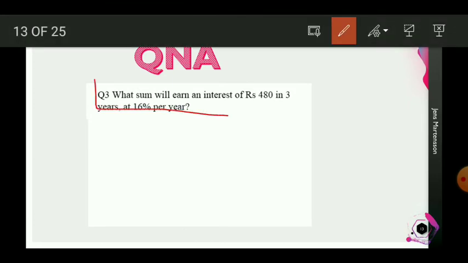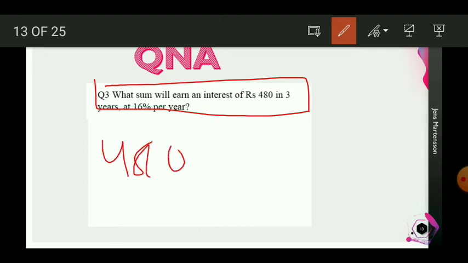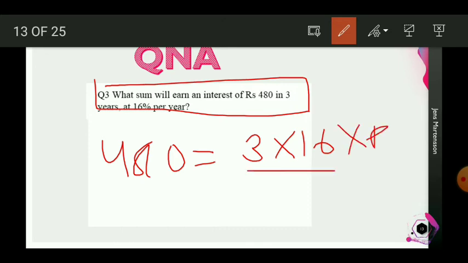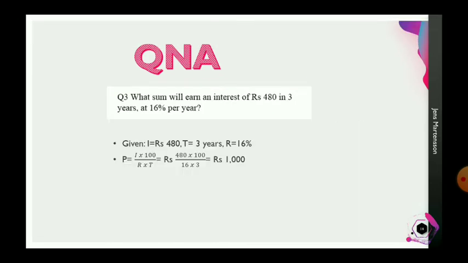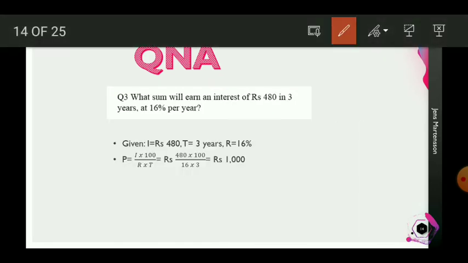Okay, so let's proceed to the next question, that is, what sum will earn an interest of 480 in 3 years at 6% per year? Right, so what they have given here is the interest, that is 480, and we have been given the time, 3. So now we have to find the principal amount, P upon 100. Remember this.